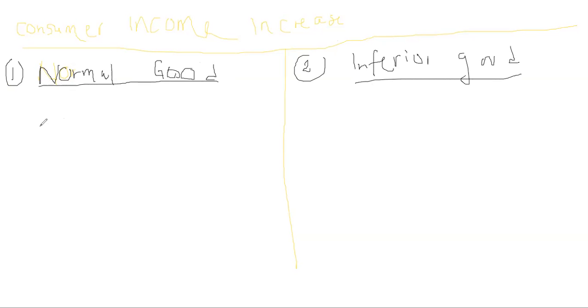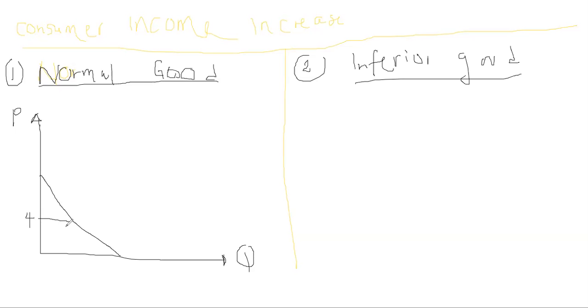So first, let's draw the original demand curve. Then we have price here, and here we have quantity. Let's say this is the original. Let's assume that the price here is 4, and the original quantity here is 2.